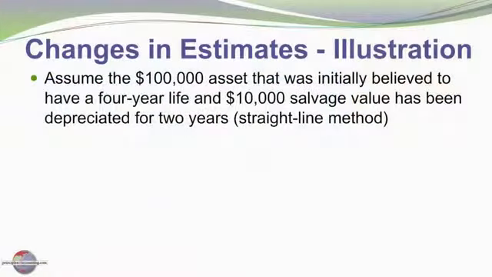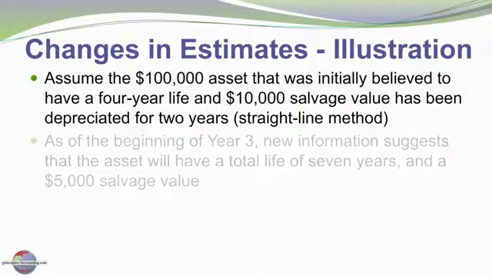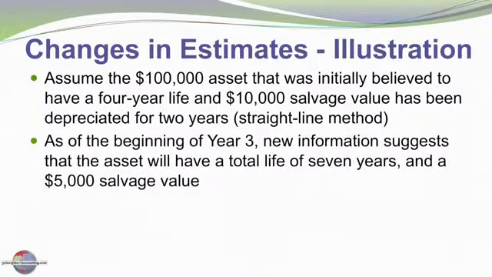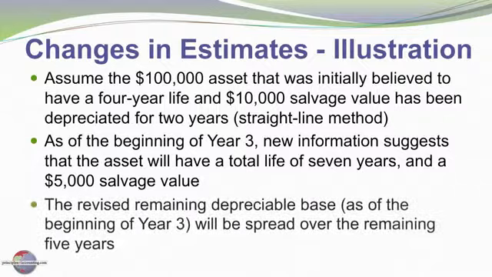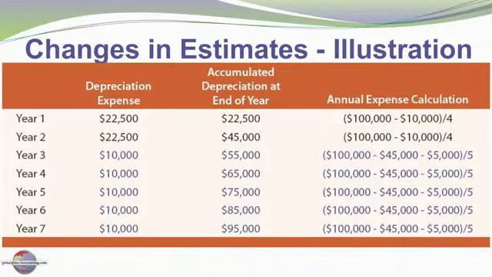So by way of example, let's assume our $100,000 4-year lived asset with $10,000 salvage value has been depreciated for 2 years. At the beginning of the 3rd year, new information suggests the asset will have a total life of 7 years and a $5,000 salvage value. The revised remaining depreciable base should be spread over the revised remaining useful life. And so here's the calculations.